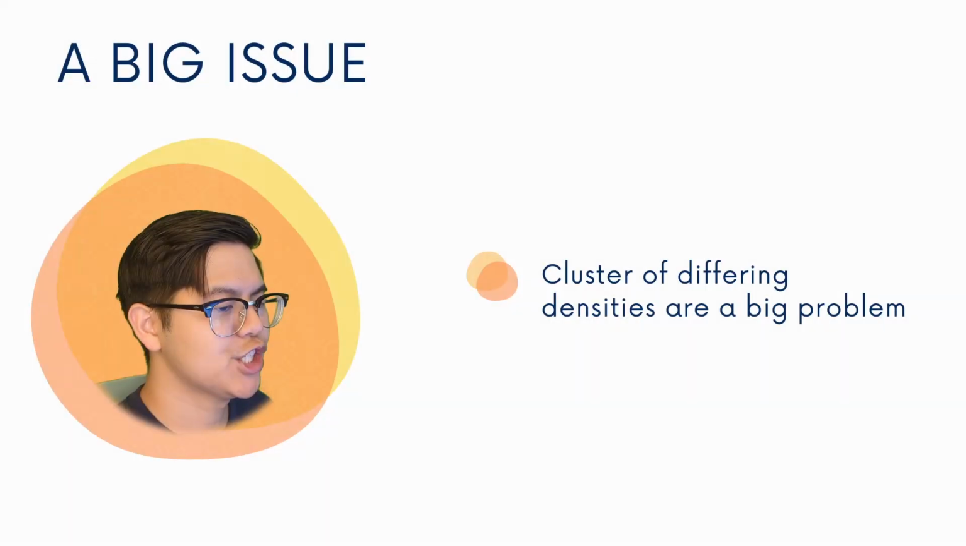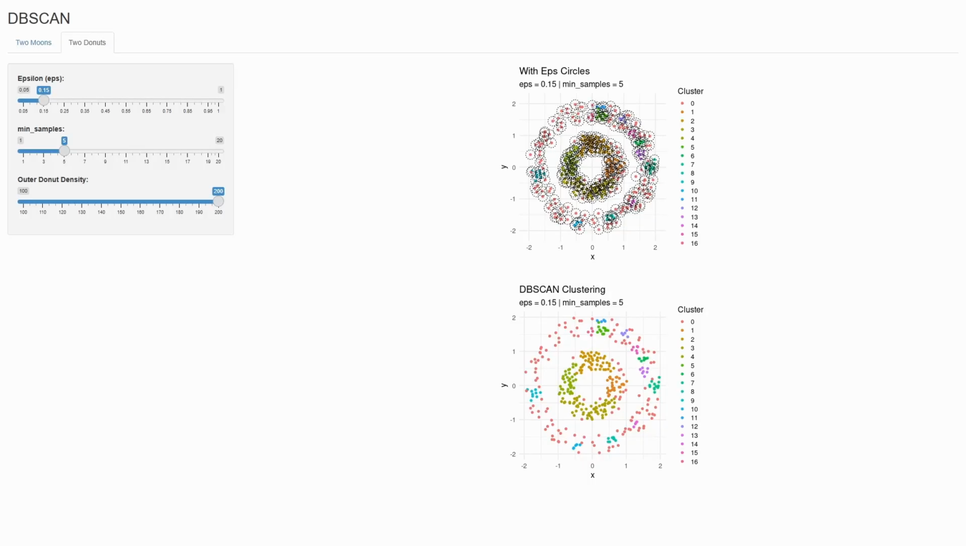The biggest issue with DBSCAN, which you will shortly see, is that it performs poorly on clusters of differing densities. Here we see the clusters are of similar densities. With the right parameters, DBSCAN works well.